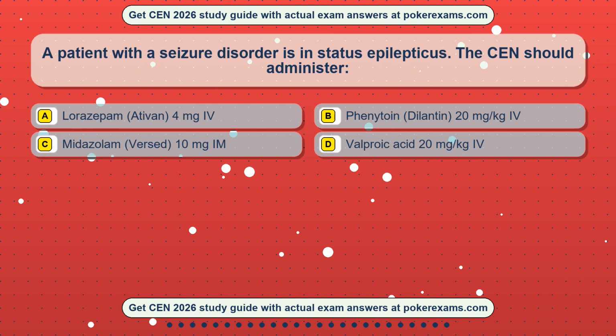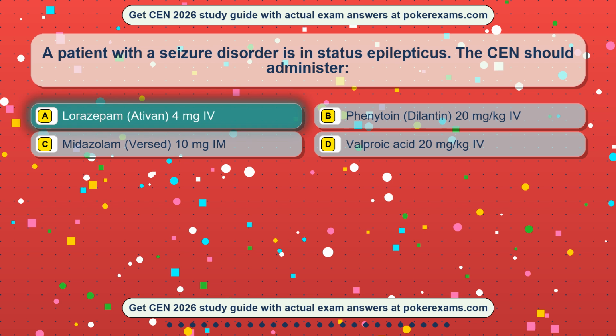Question 23. A patient with a seizure disorder is in status epilepticus. The CEN should administer: Option A, lorazepam, Ativan, 4 mg IV. Option B, phenytoin, Dilantin, 20 mg/kg IV. Option C, midazolam, Versed, 10 mg IM. Option D, valproic acid 20 mg/kg IV. The correct answer is option A, lorazepam, Ativan, 4 mg IV.